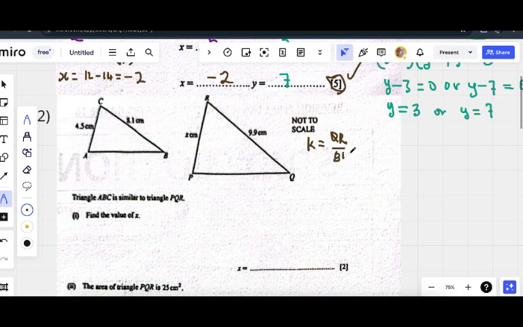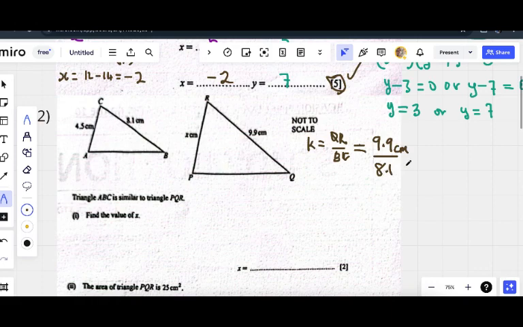QR over BC, because I'm moving like this, see. QR, then BC. So we do a ratio of that. So this is equal to 9.9 centimeters. Now you see, the K factor does not have a unit. Why? I'm going to show you why. So 9.9 centimeters divided by that of CB. What's CB? 8.1 centimeters. So we divide by 8.1 centimeters.